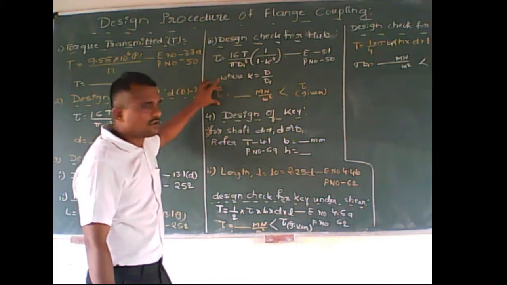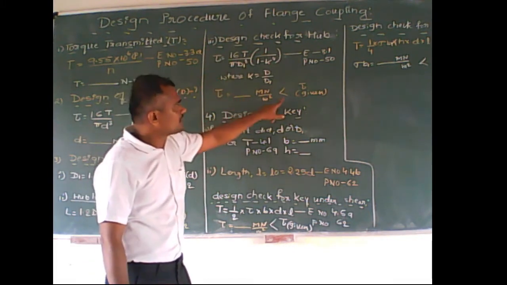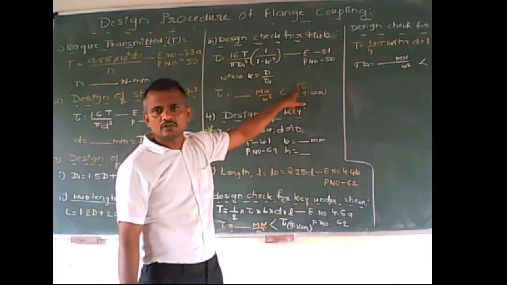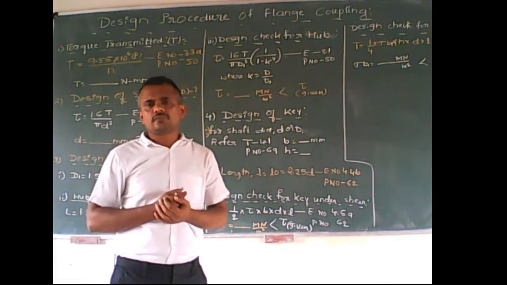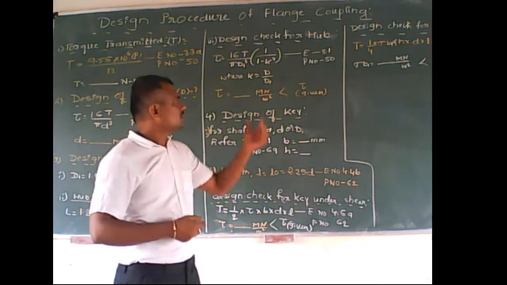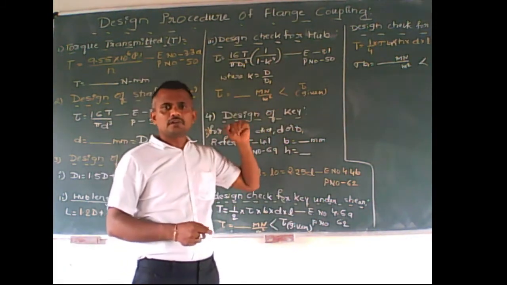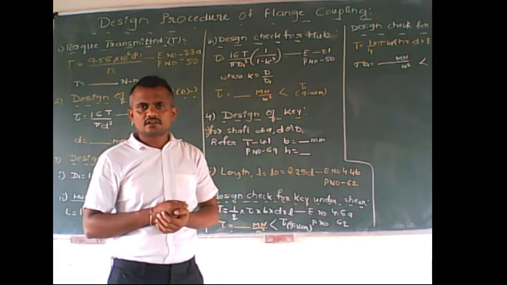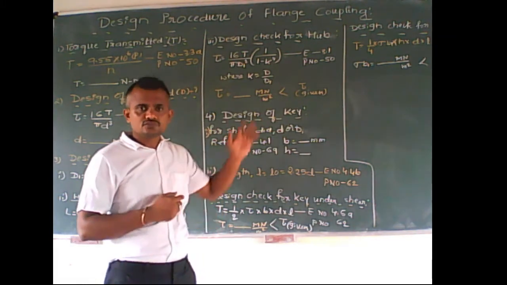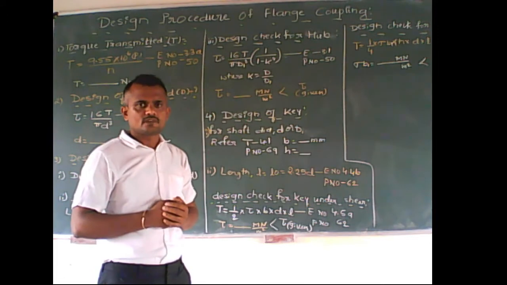This calculated tau value should be compared with the tau value of a muff or hub or flange. When it is lesser than this given value, then we can say that the design of the hub is safe. You should get a lesser value here.